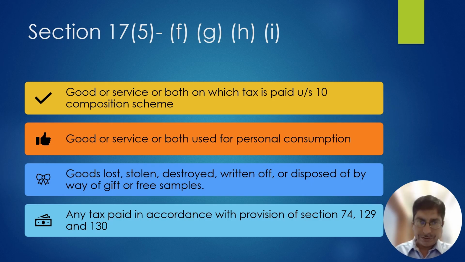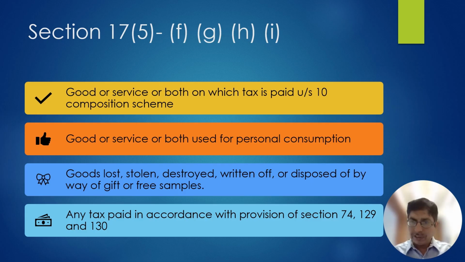Goods or services purchased from a composition dealer under section 10, who is registered under the composition scheme. Basically, he is not allowed to charge GST. However, if he charges GST, then the credit is not available to you. You should not avail the credit. And goods or services used for personal consumption.